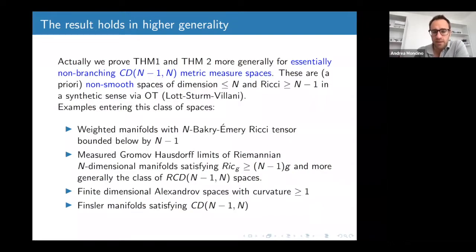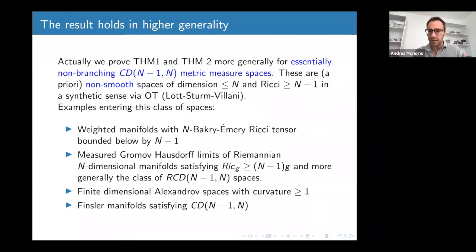And if you're interested in Finsler geometry, meaning you have a smooth manifold and you endow the tangent space with a norm instead of a scalar product, then you have a Finsler manifold. There's a notion also there of lower bound on the Ricci. There are many works, for instance, by Ohta. And if you satisfy the Ricci bound below by n minus one in the sense of manifolds, then you also enter into this framework.